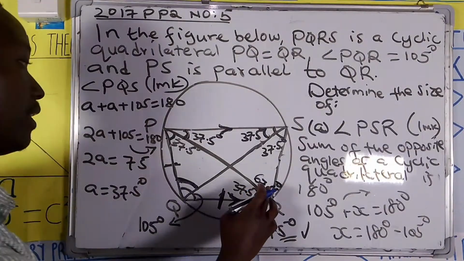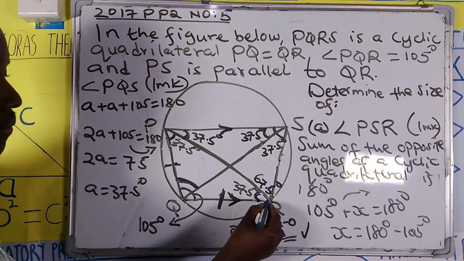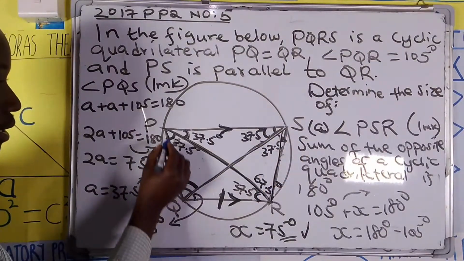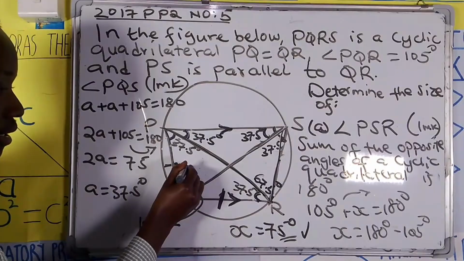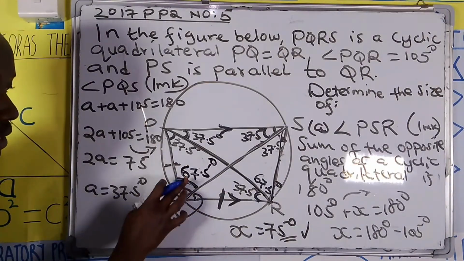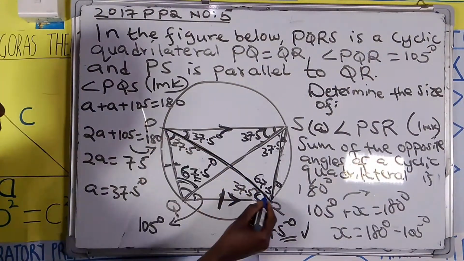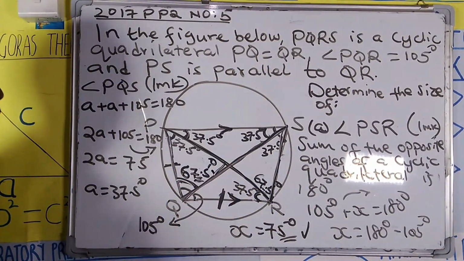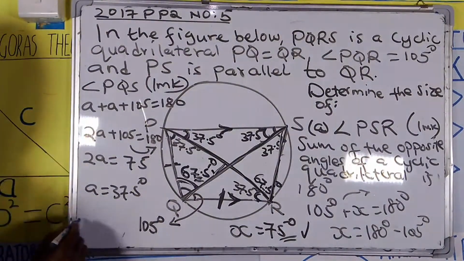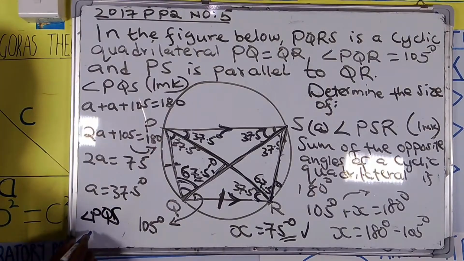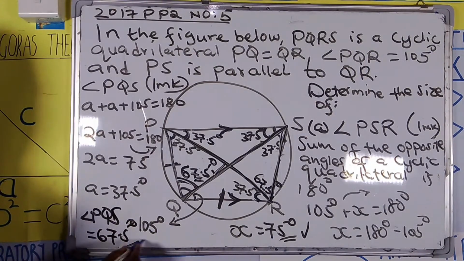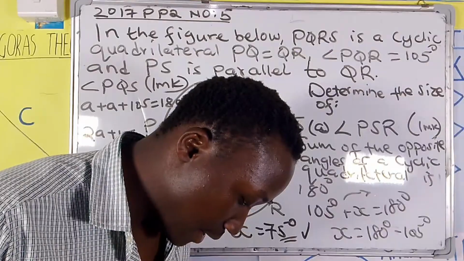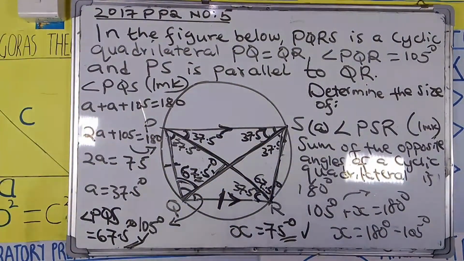So if this angle is 67.5, you can see this angle being 67.5 is subtended by this arc. That means also this one being subtended by the same arc will be 67.5 degrees. Why? Because it has been subtended by the same arc or by the same chord. So if this one is 67.5, this also is 67.5. So angle PQS is equal to 67.5 degrees. If you are done, we will continue doing another one. We can do another question.